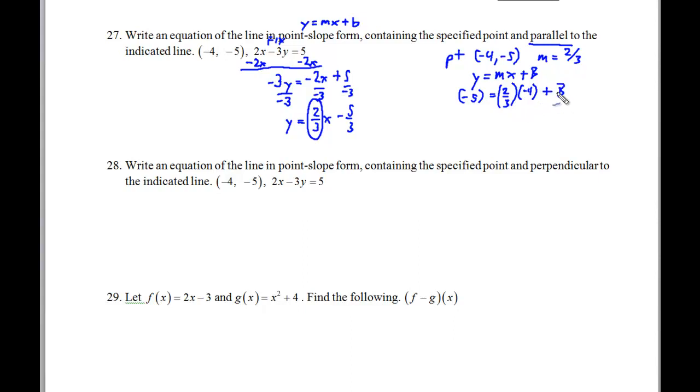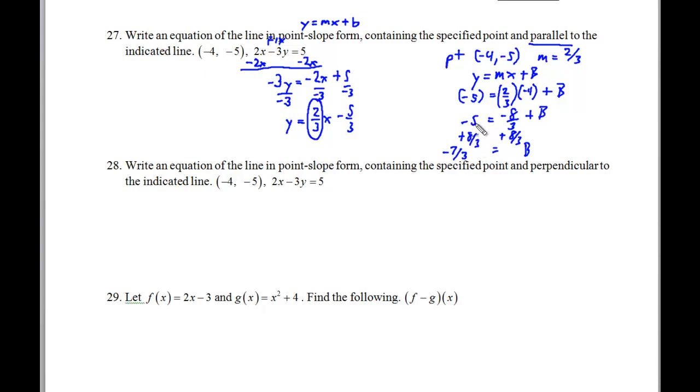So what I'm going to do is take my 2/3 and multiply it by negative 4. If I do this on the calculator, it'll give me negative 8/3. 2 times negative 4 is negative 8, 3 times 1 is 3. That's to explain it there. Then I'm going to add 8/3 to both sides. And using the calculator function, I'm going to add negative 5 plus 8/3. And so when I get done here, my b is going to be equal to negative 7/3.